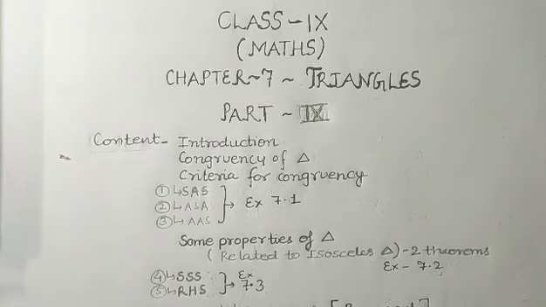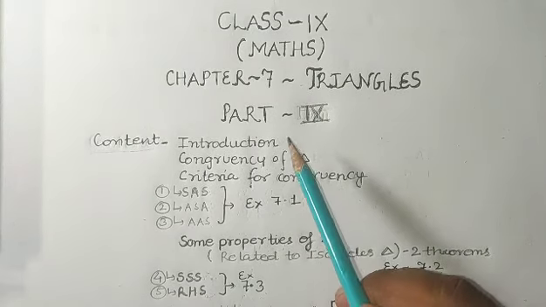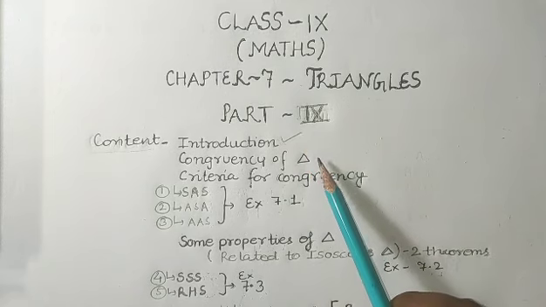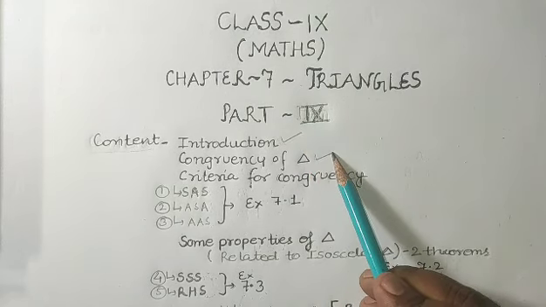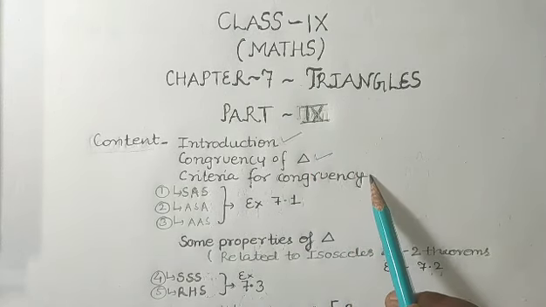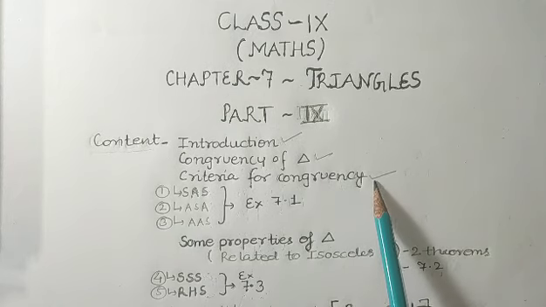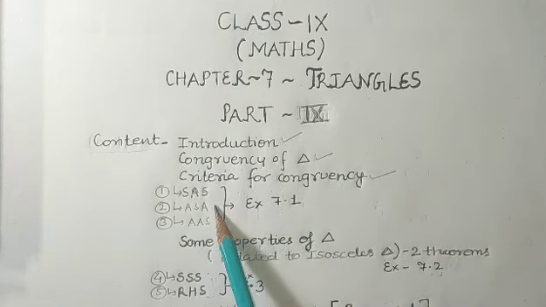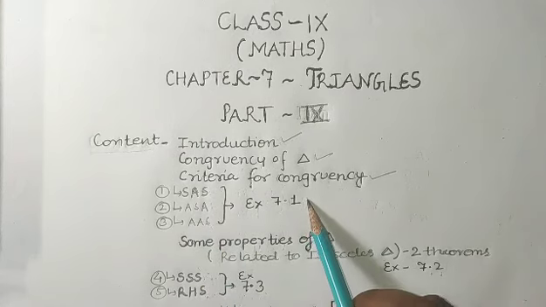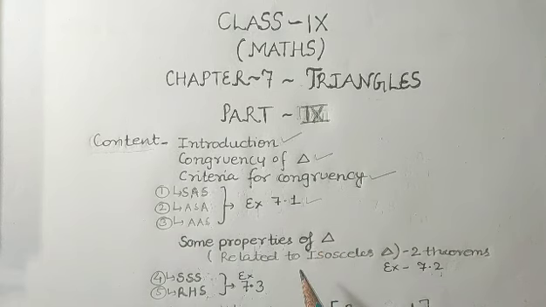Students, as I have told you, this is the content of this chapter. Introduction we have covered, congruency of triangles covered, criteria for congruency. Now this topic is completely covered. Side angle side, angle side angle, and right angle hypotenuse side, all the 5 criteria we have studied. And exercise 7.1 we have solved completely.